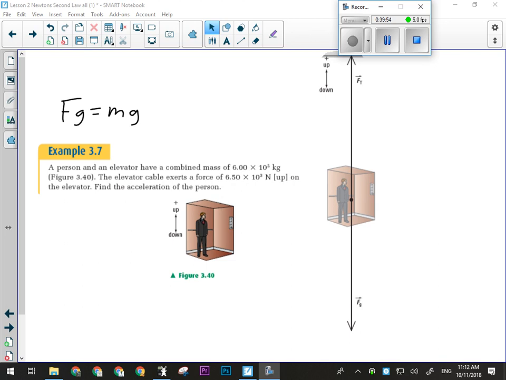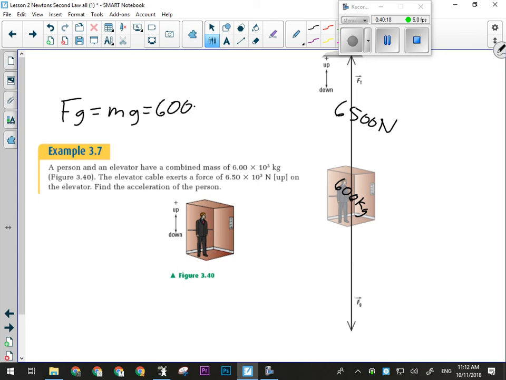Okay, so if we're looking at this one, first thing we need to do is modify their free body diagram because it's not including all the stuff we would normally put in it. The mass is 600 kilograms. The tension force, the elevator cable, is exerting a force of 6,500 newtons up. And then we have to calculate the force of gravity. So that's going to be 600 times 9.81, which is going to be 500... what?